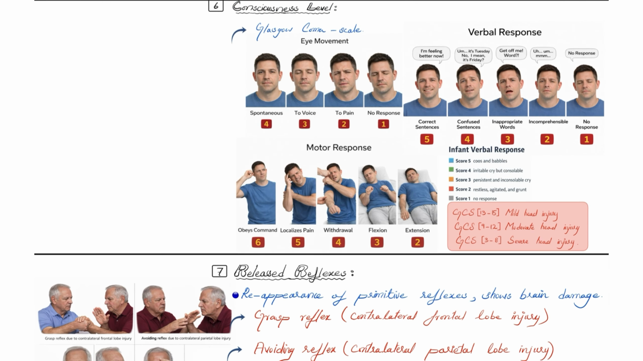So the total score of the Glasgow Coma Scale is 15, and the least score it can be is 3. So how do you interpret the GCS? If the GCS is between 13 and 15, then there is mild head injury. If the GCS is between 9 and 12, then moderate head injury. And if the GCS is between 3 and 8, then there is severe head injury.